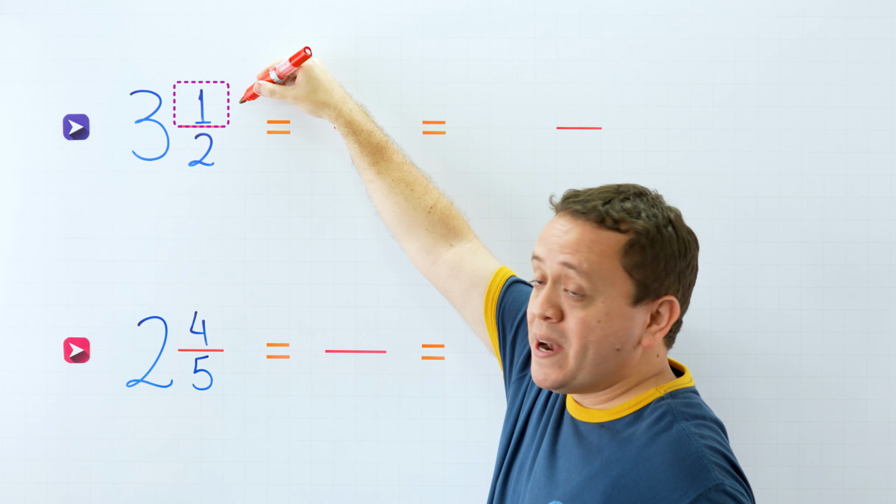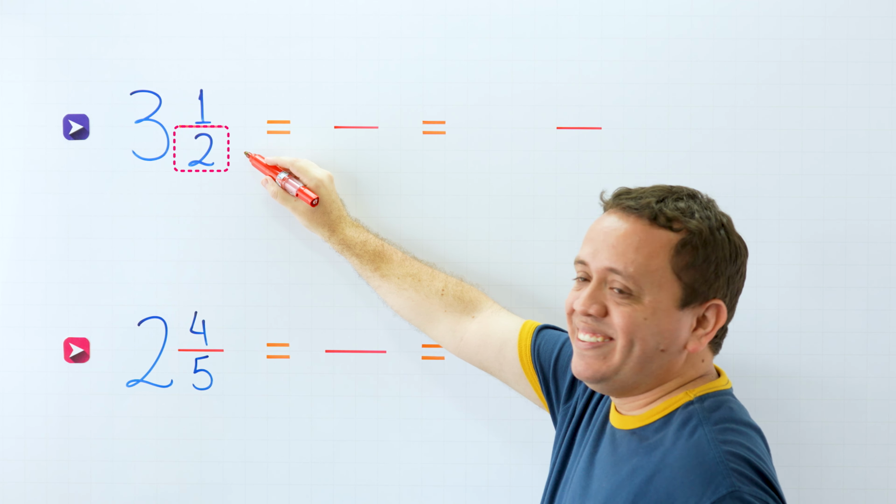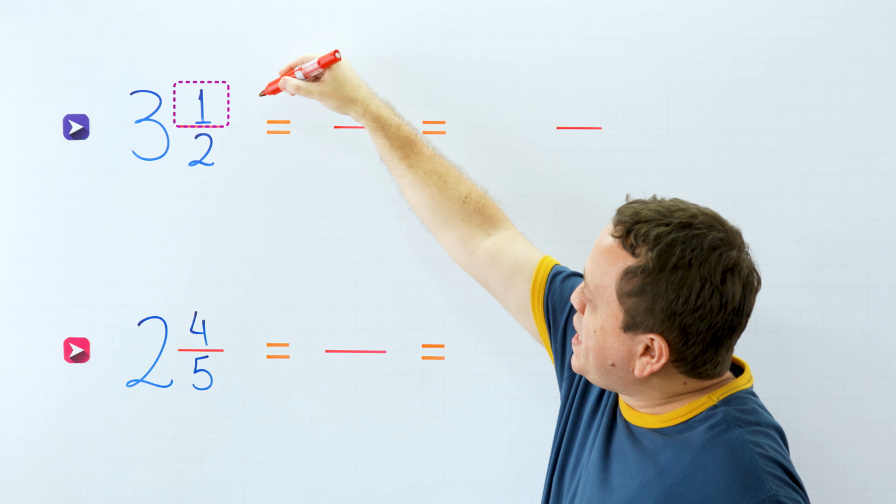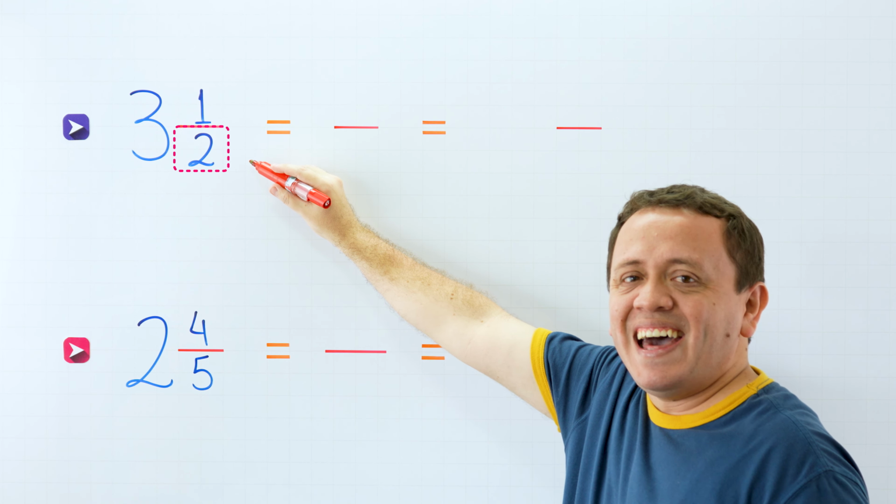Also, in a fraction, the top number is the numerator and the bottom number is the denominator. Once again, the top number is the numerator and the bottom number is the denominator.